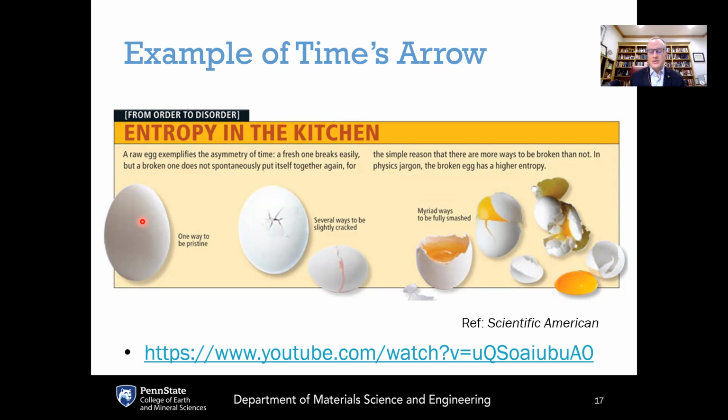This is also called the Humpty Dumpty rule. All the king's horsemen and all the king's men could not put Humpty Dumpty together again. This intact egg state exists before the broken egg state and never the other way around. And that is because of the second law of thermodynamics.